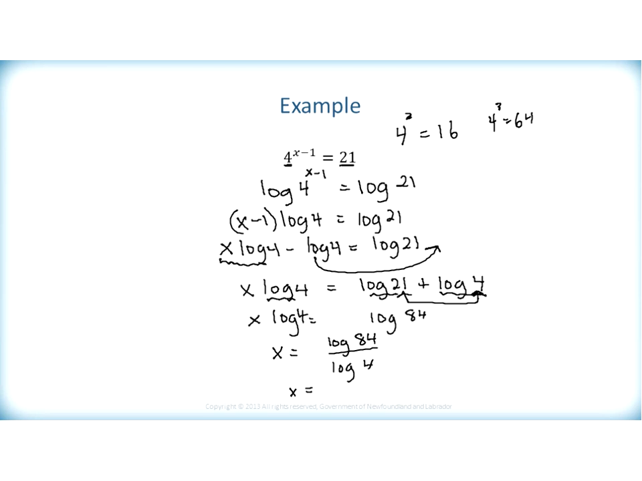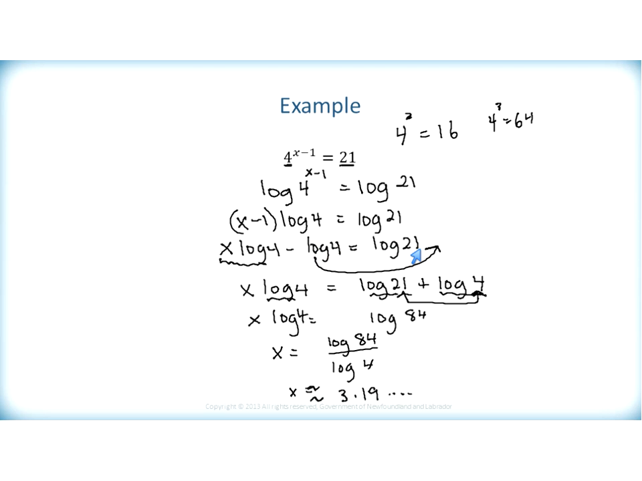That will give us approximately 3.19. So any of these steps, we could use the calculator to get our decimal number. Right here, we could calculate log 4. We could calculate this log 4.